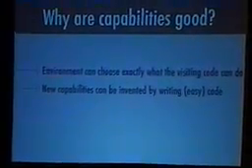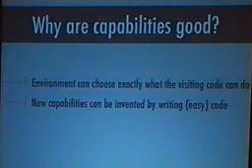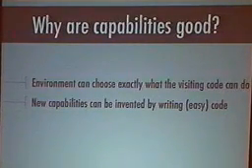So why are capabilities good? Well, you can choose in the environment exactly what the visiting code can do by giving it exactly the set of capabilities that you want it to use. You can invent new capabilities at any time by just writing code that implements one of these opaque thingies that does the exact thing that you want it to do, and you can hand that to the code that you want to run it.